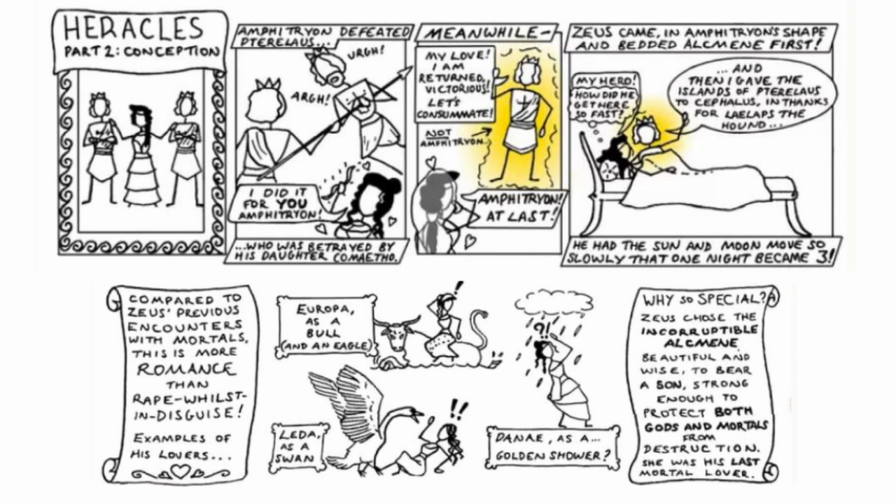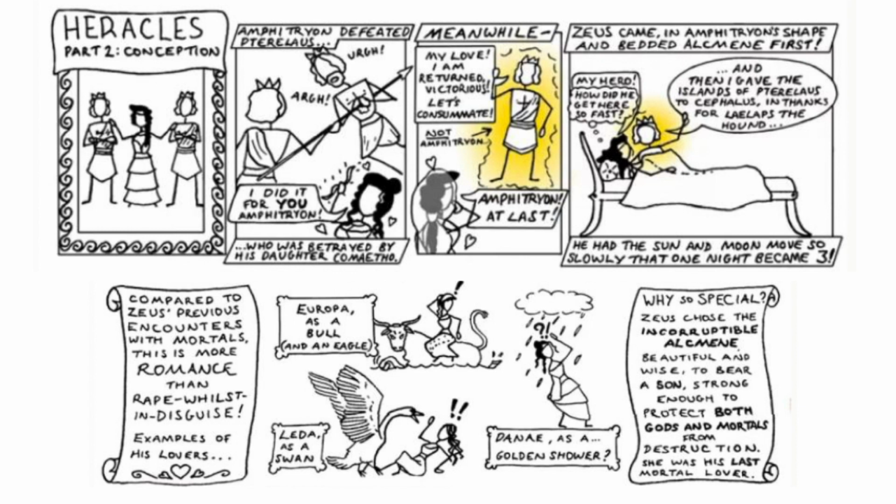And compared to Zeus's previous encounters with mortal women, this is more romance than rape whilst in disguise, which he normally does. For example, Europa, he is a bull and steals her away from her family, and then possibly consummates with her as an eagle, which is just ew. Leda famously couples with Zeus while he is a swan, and Danae, he couples with her as a golden shower, a golden shower of light, rain, not entirely sure.